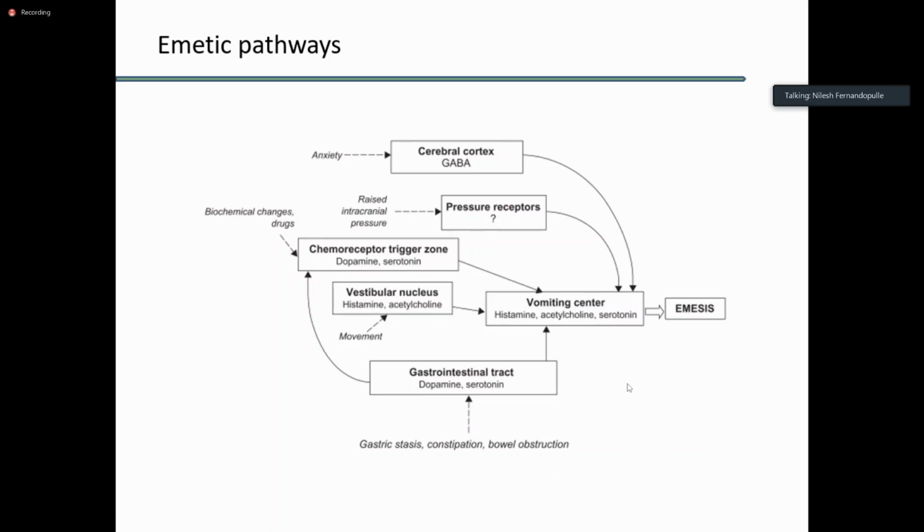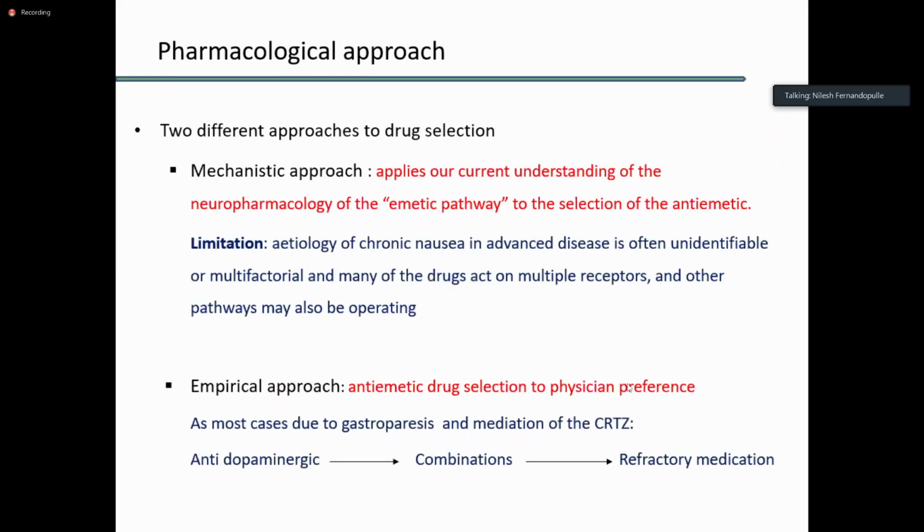Chemoreceptor trigger zones are due to toxicities. Or the vestibular nucleus might be due to movement problems. So if you can try to find out where the pathology is originating from, you can treat that particular point. But the problem, like I told you, is that it's very difficult to sometimes identify them, and it's also multifactorial. Somebody might be vomiting because of a GI problem plus a chemoreceptor trigger zone problem. So sometimes it's not easy to find that particular etiology and treat it, although we try to do it.